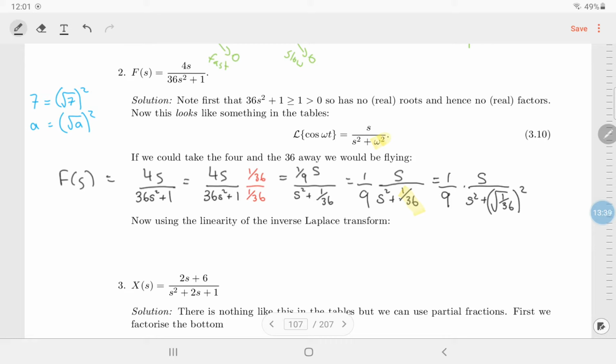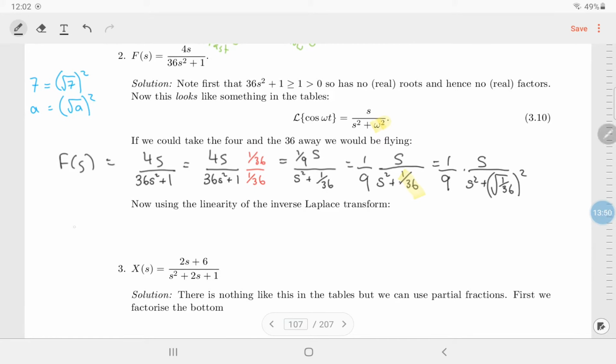Now that's in the right form. It's a constant times, no problem, the s over s squared plus omega squared, and the omega, you'll have to see the pattern there, is equal to the square root of 1 over 36. So sending it back, we're doing the inverse Laplace transform of big F of s to get little f of t, which is 1/9 times cos of omega t, where omega is the square root of 1 over 36, times t. If you want, you could put that square root into a calculator and get 1/6.